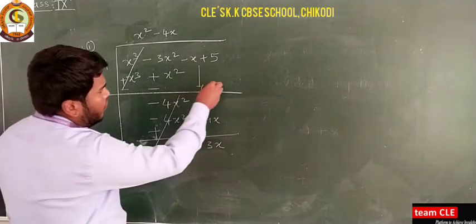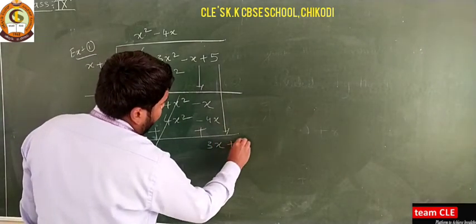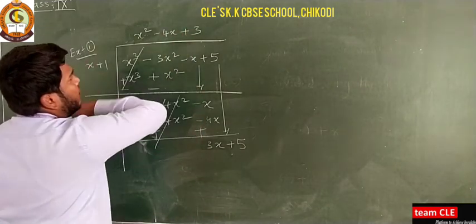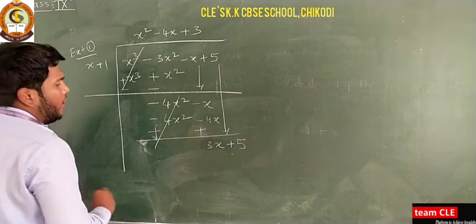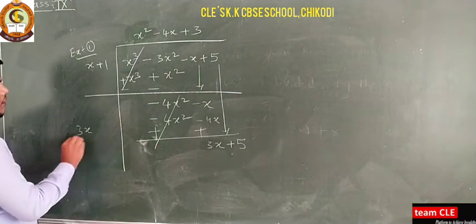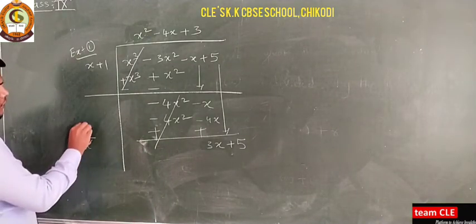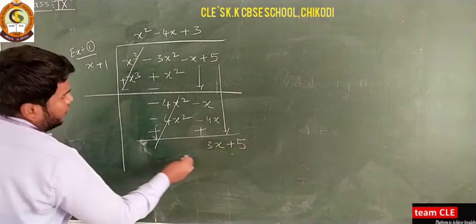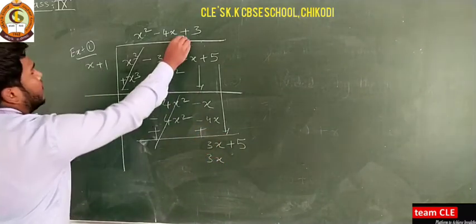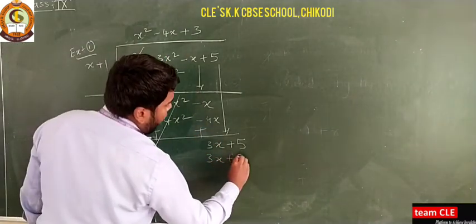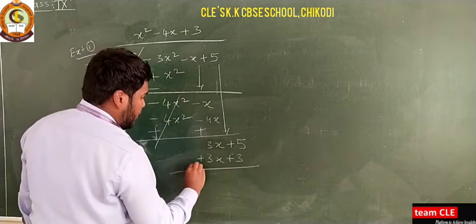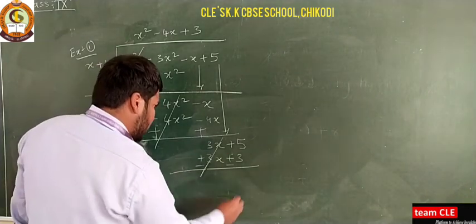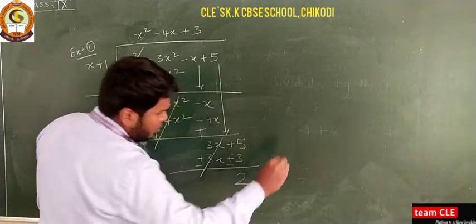Now one more term remains, that is plus 5. So now you have to multiply by plus 3. I have taken plus 3 because 3x by x, x gets cancelled, so remaining is 3. So 3 into x is 3x, and 3 into 1 is plus 3. Plus will become minus, so this gets cancelled, and 5 minus 3 equals 2.